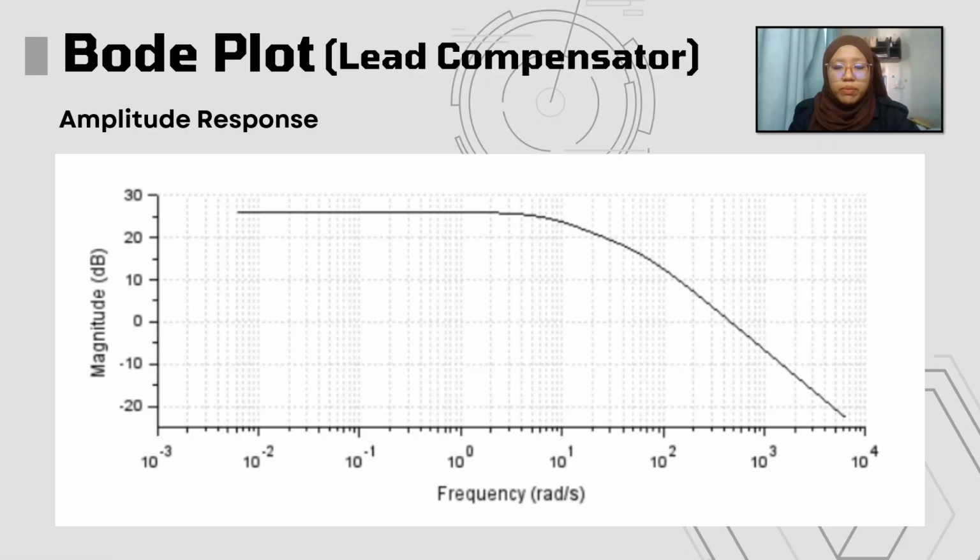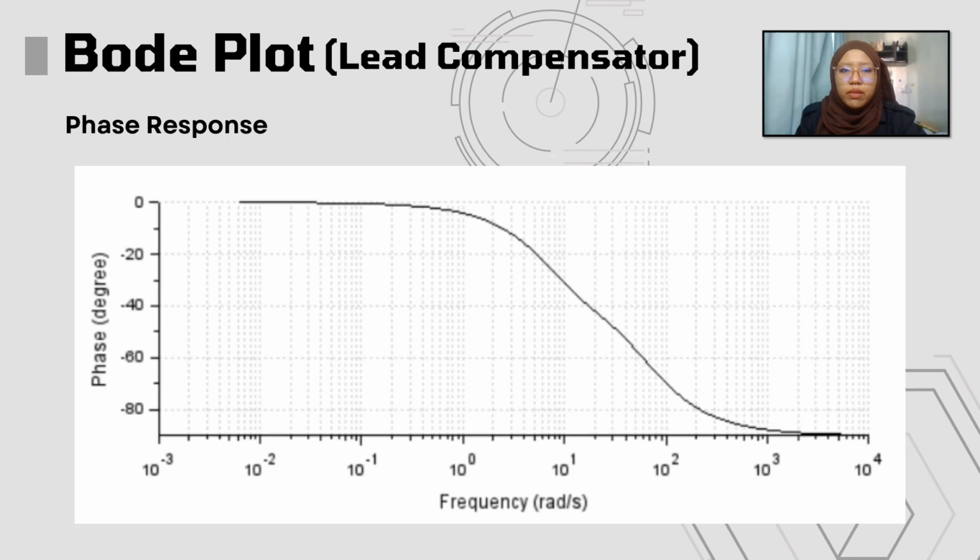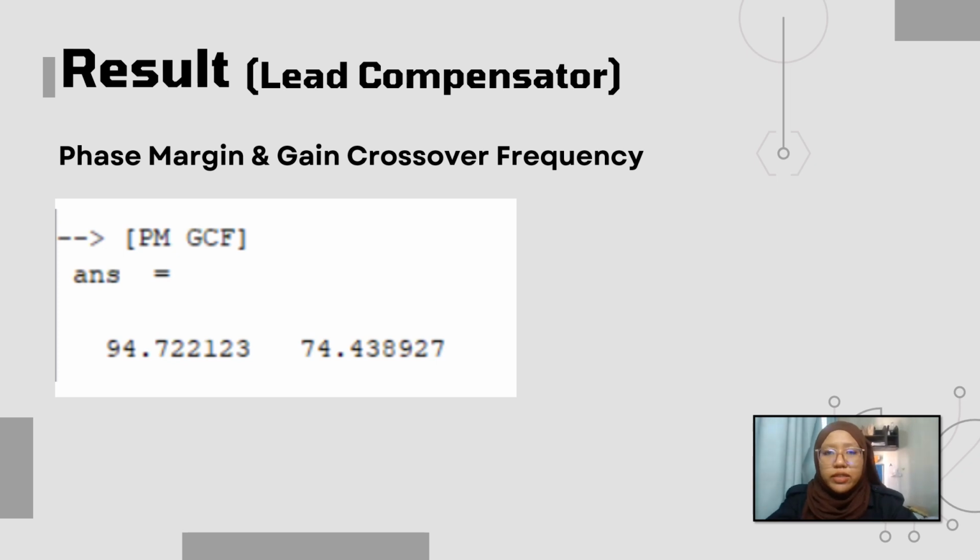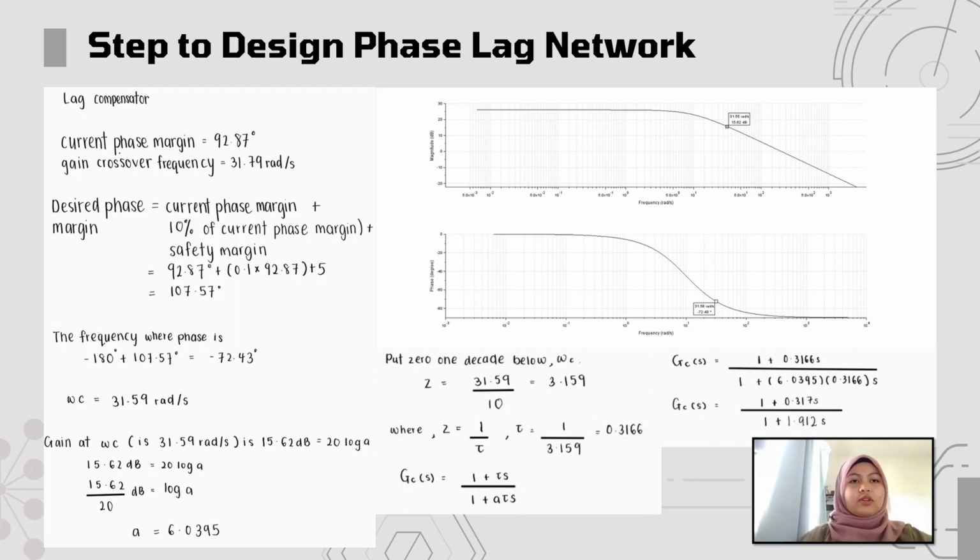This is the Bode plot of the lead compensator for amplitude response. This is the Bode plot of the lead compensator for phase response. The overall system phase margin is 94.72 degrees. This satisfies the requirement that the phase margin must be greater than or equal to 92.87 degrees. From the Bode plot, the current phase margin is 92.87 degrees.